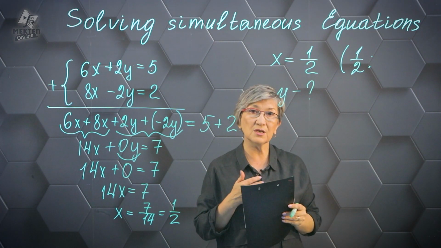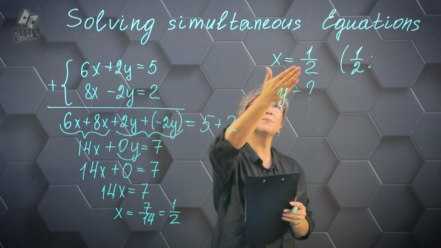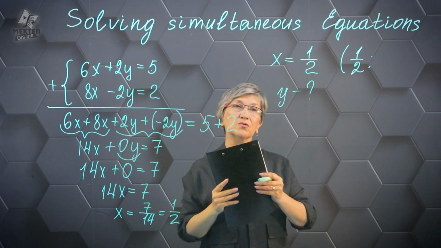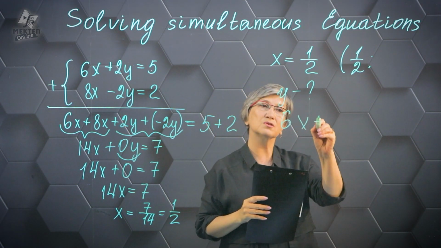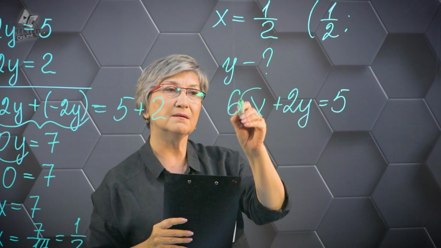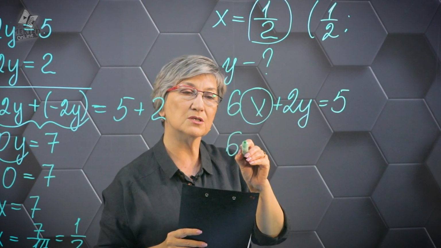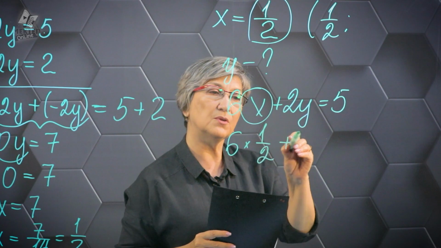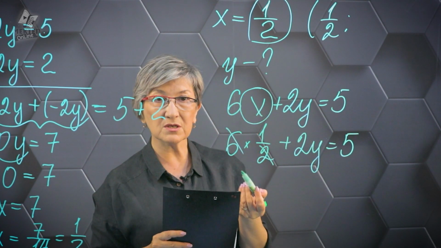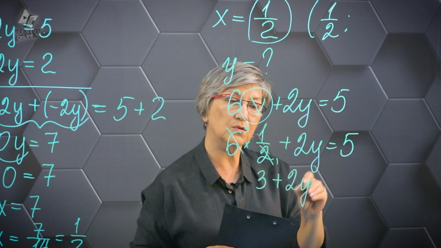In order to find the value of y, we can take any equation and substitute the value of x into that equation. Let's take the first equation: 6x plus 2y equals 5. Instead of x, I'm going to substitute 1/2. I get 6 times 1/2 plus 2y equals 5. I can divide 2 and 6 by 2, now 1 and 3, and I get 3 plus 2y equals 5.